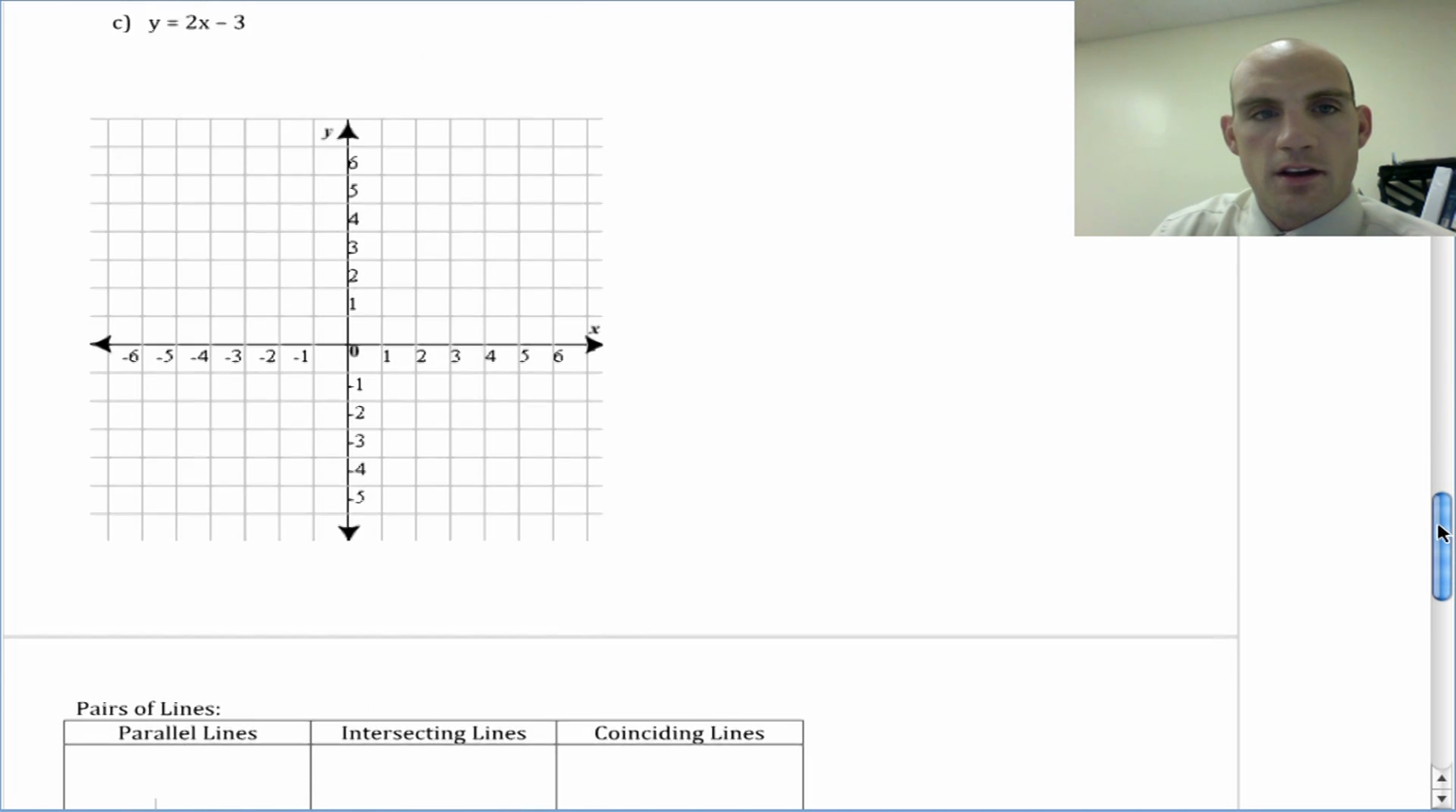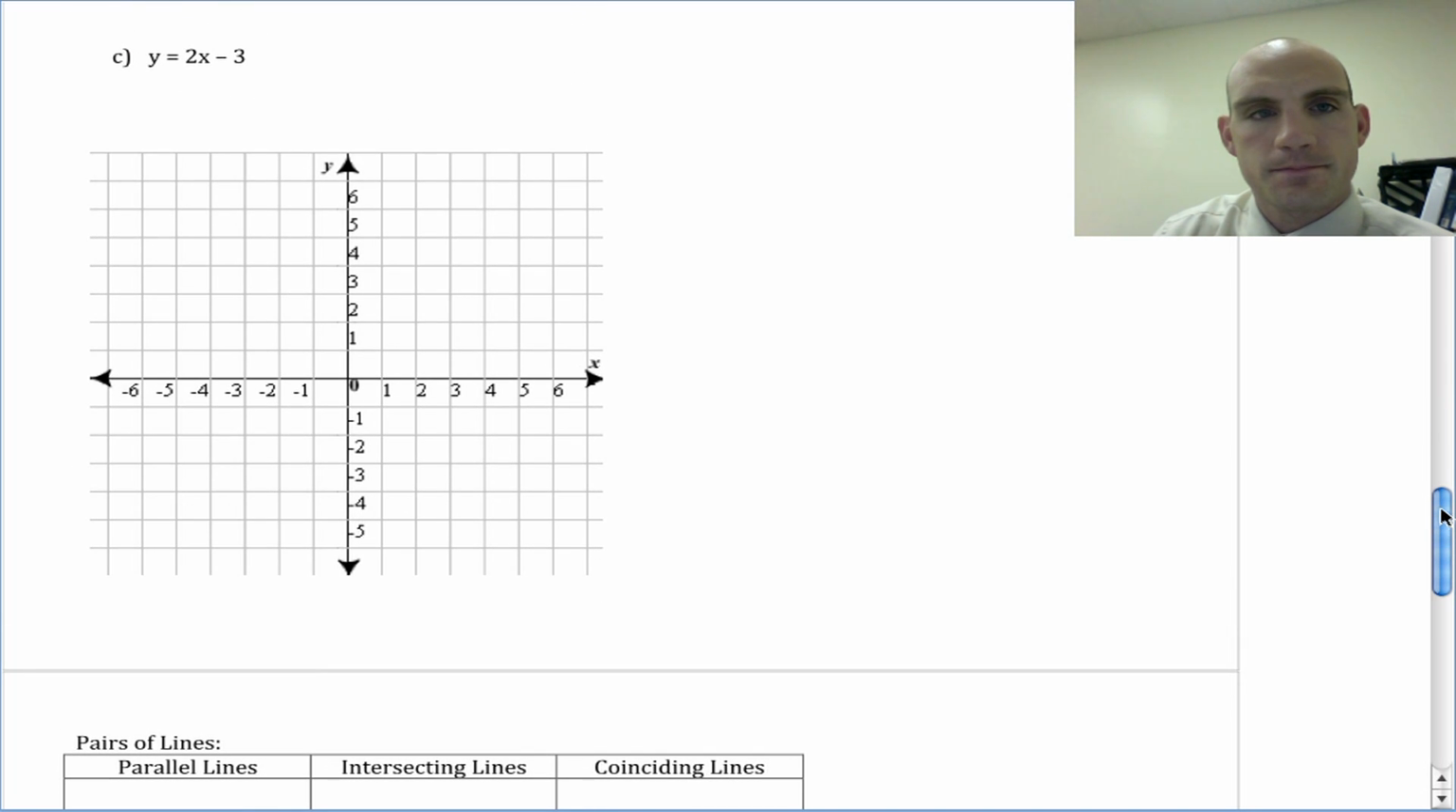Okay? Last couple here. See if you can do this one on your own. See what you think. What is the form? What's the slope? What's the y-intercept? Things like that. Okay? I'm going to keep rolling through it.